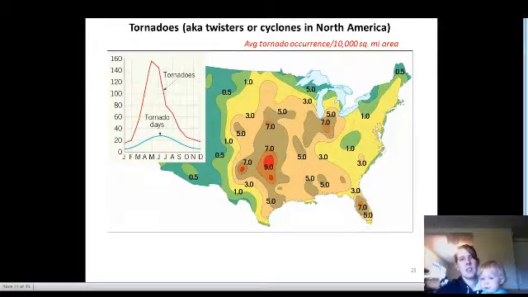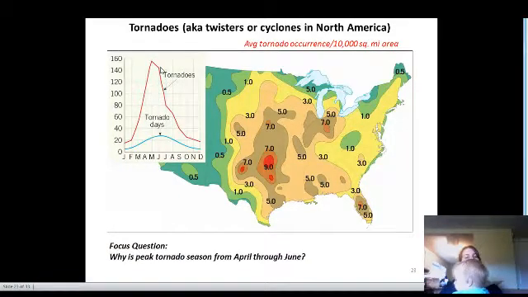This is just a figure showing the occurrence of tornadoes across North America, across the U.S., and this is the average occurrence per 10,000 square miles. So you can see our peak tornado days typically right around June, but the number of tornadoes were actually peaking as early as April.